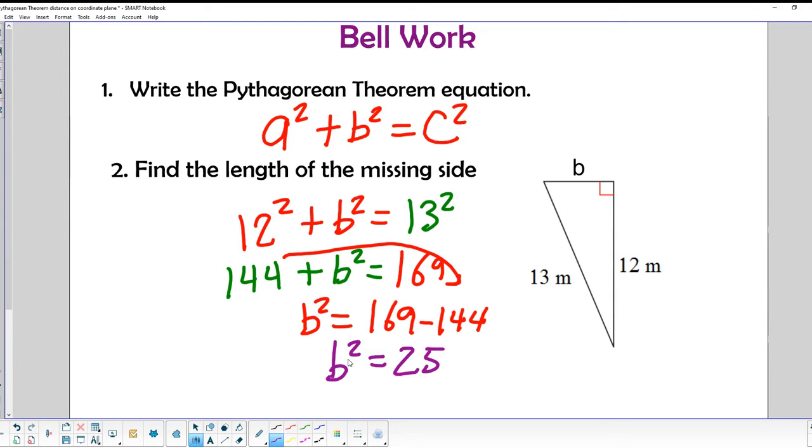And then to find out what b is, we just take the square root of each side of our equation. And on the left side, that b squared just becomes b, just like we did when we were simplifying radicals. And then the square root of 25 is 5. So the distance on b here is 5 meters. And that would be our solution. All right, thank you for that problem.